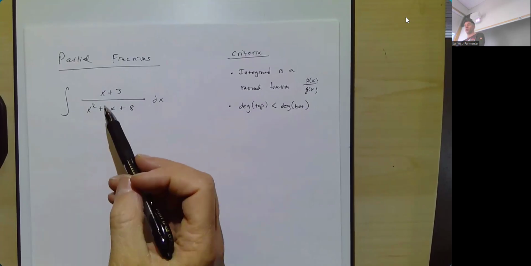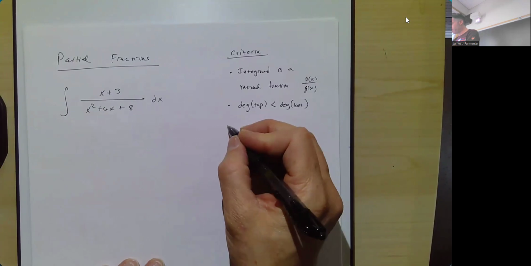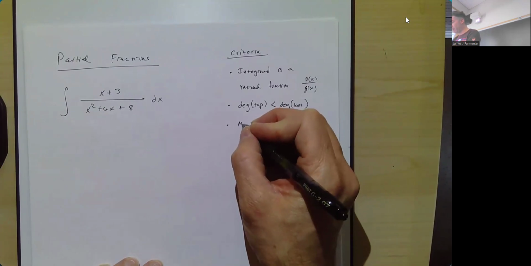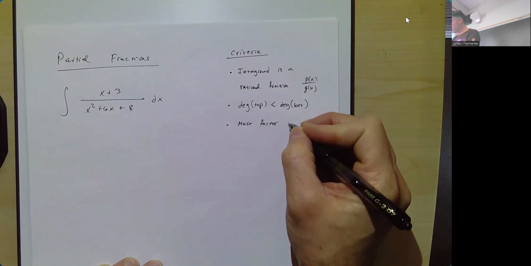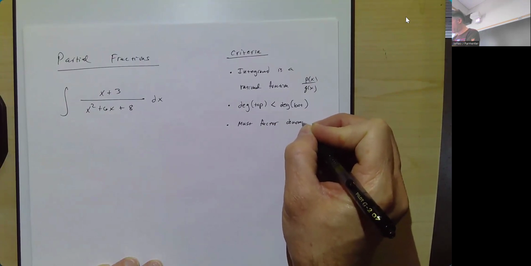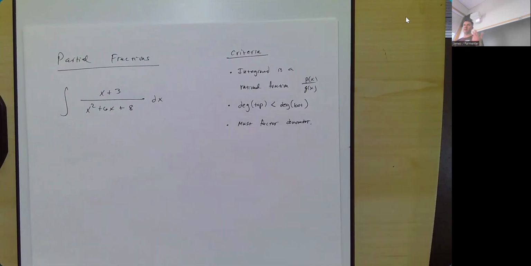The degree on top here is 1, the degree on the bottom here is 2, we're good to go. Thirdly, we must be able to factor the denominator as much as possible. At least, I say as much as possible, but it also has to factor at least a little bit. If it doesn't factor at all, if you're stuck with something that's unfactorable, you can't use partial fractions. It has to factor at least a tiny bit. And then if it does, you factor it as much as you can.